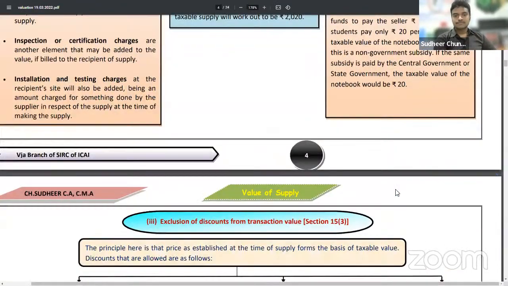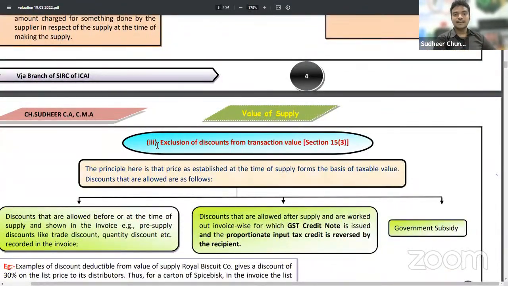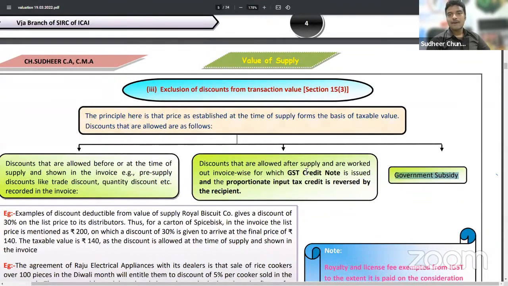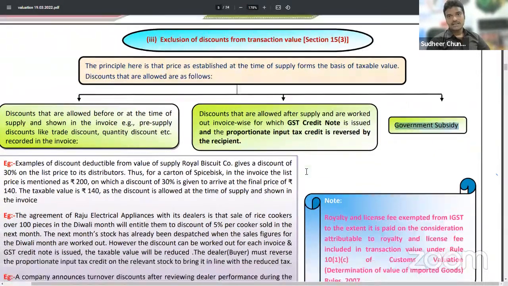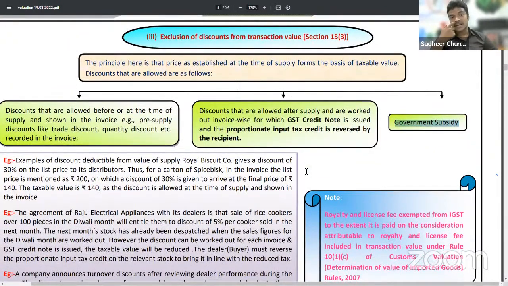Okay. So now coming to exclusions, because sir, we have learned 6 inclusions in total. Now we are coming to exclusions. In exclusions, government subsidy is given here, so government subsidy does not form part of the transaction value. Then what forms part of transaction value? Any non-government subsidies received must be added.